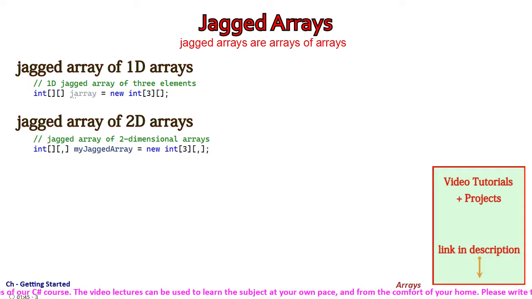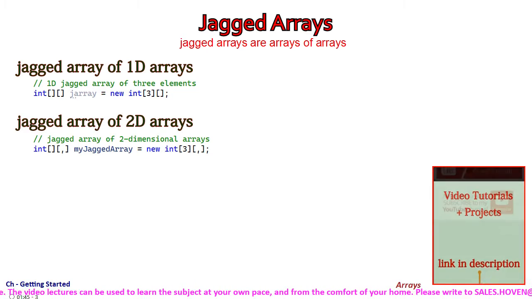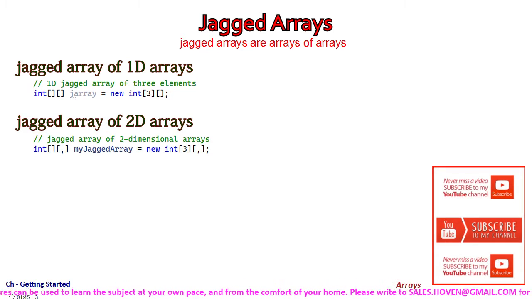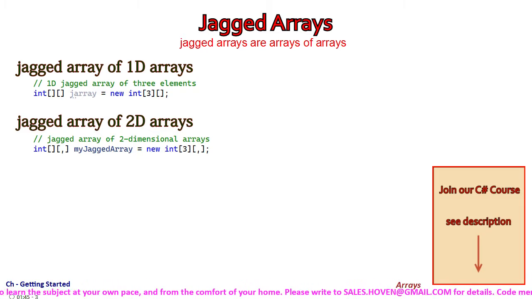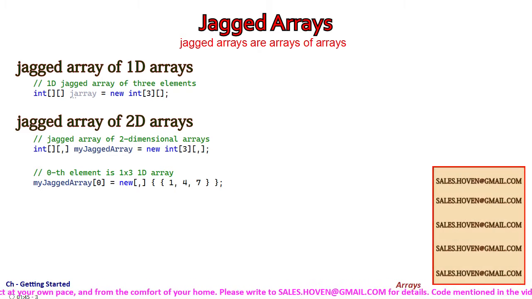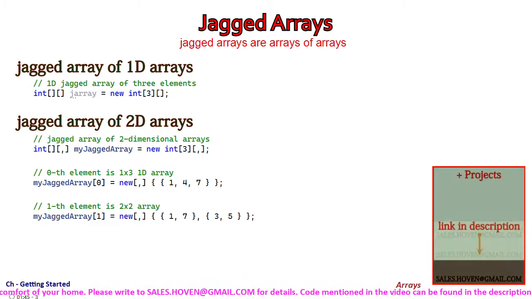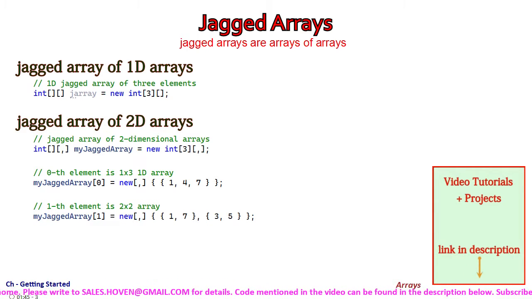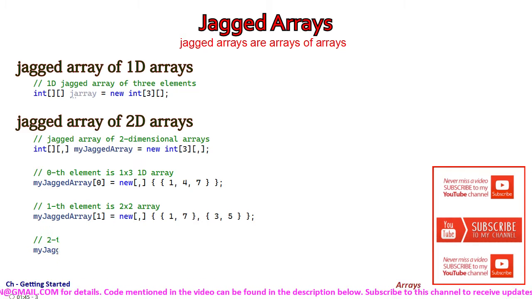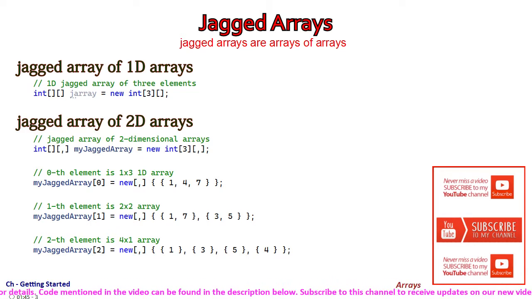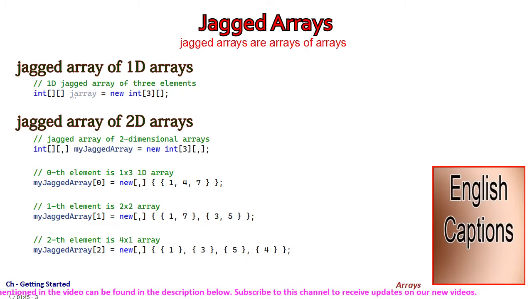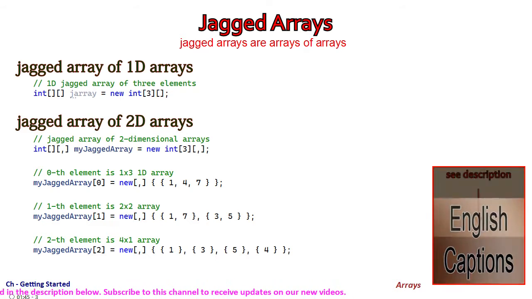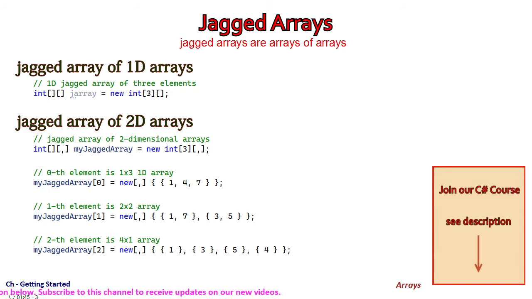And this is a jagged array that contains three elements. Each element is a two-dimensional array. The first element is a 1x3 array of one row and three columns. The second element, myJaggedArray[1], is a 2x2 array, and the last element is a 4x1 array of 4 rows and 1 column. So this jagged array has three elements of multiple two dimensions.